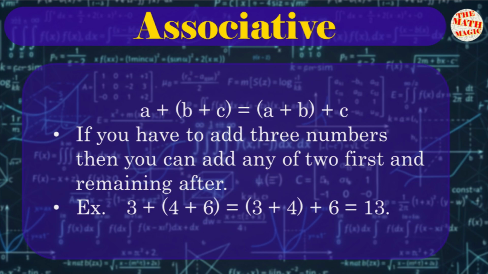The associative property of addition tells us that if we have to add 3 numbers, then we can add any 2 first and the remaining one after. An example is shown here.